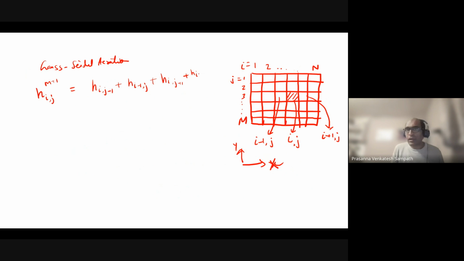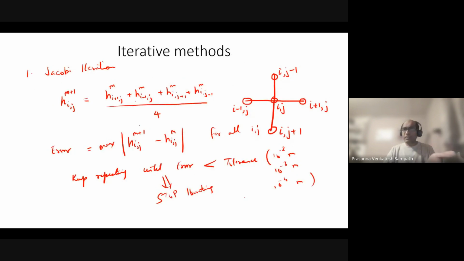H of I plus 1 comma j. These are the four neighboring cells. So this is the exact same thing that we did in the previous slide. Just go back to the previous slide. See, in the previous slide also, we had the same terms in the numerator. But what we did in the Jacobi iteration method was we used the value from all of those cells. We used the previous iteration's values.